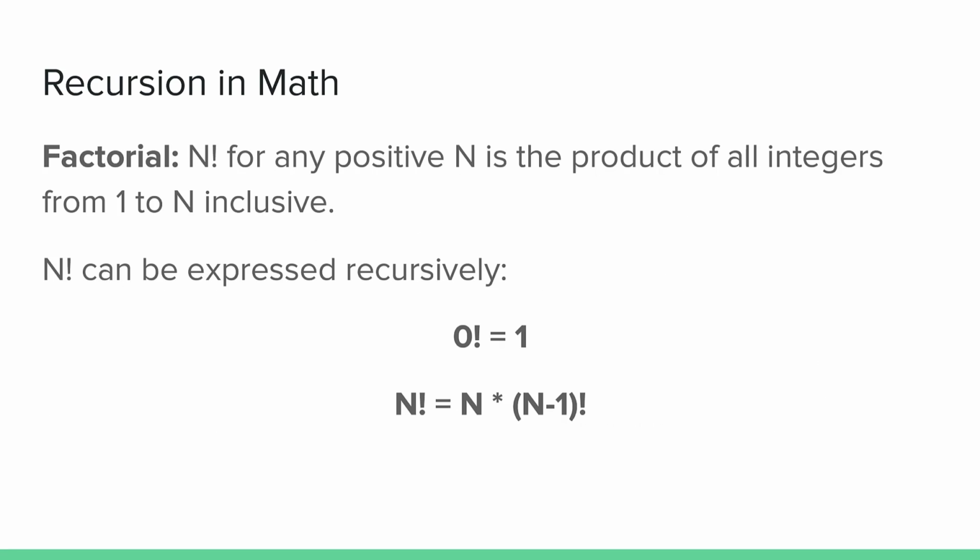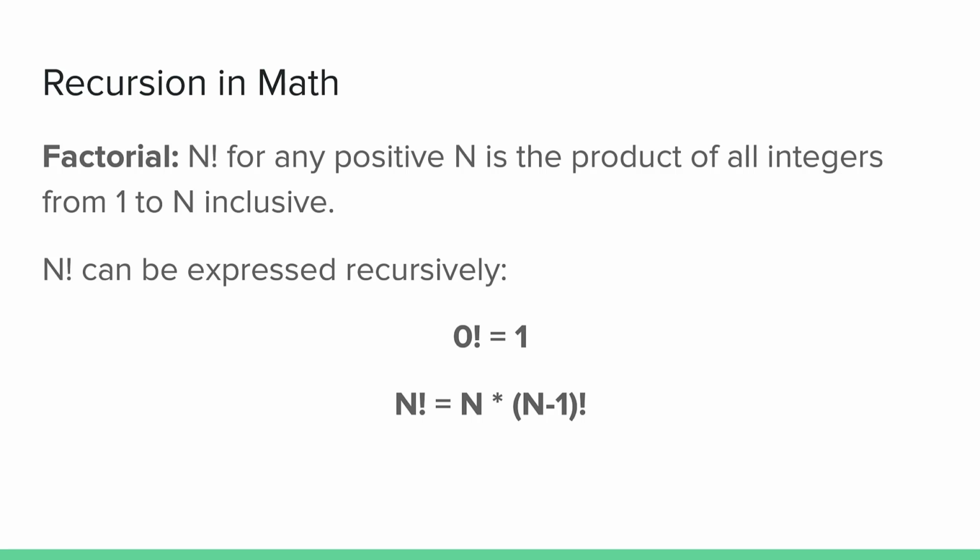Let's look at an example of a recursive definition from mathematics. Factorial, for any positive integer n, is the product of all of the integers from 1 to n inclusive. Now, n factorial can be expressed recursively as both a base case and a recursive case. We're defining 0 factorial to be 1. That's not an accident. That is actually the case because of the n choose k formula. But we're going to say that our base case is 0 factorial.